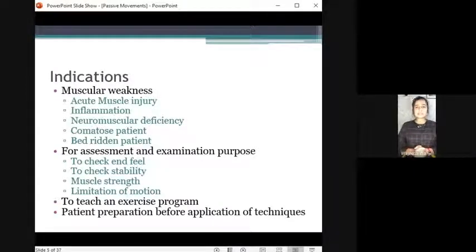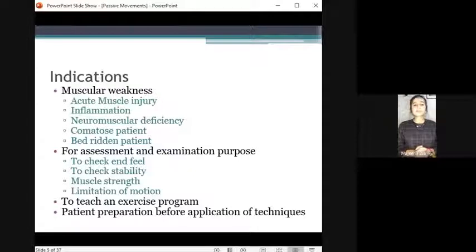These are the indications for the passive movement. The first one is the muscular weakness. Why is there muscular weakness? It can be due to muscular injury, inflammation, in case of neuromuscular deficiency, comatose patient and the bedridden patient. In the comatose and the bedridden patient, we provide passive movement to prevent the atrophy of the muscles.